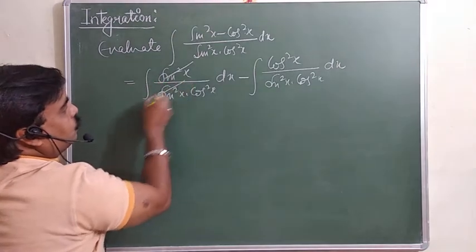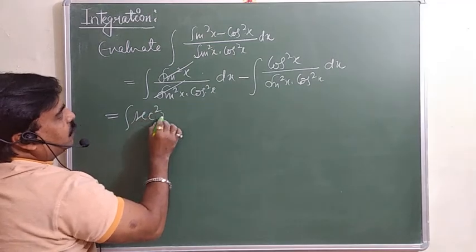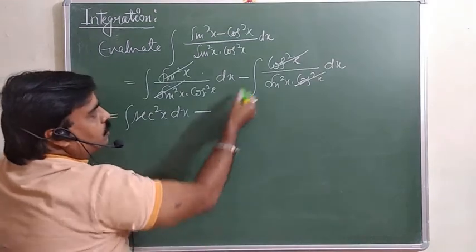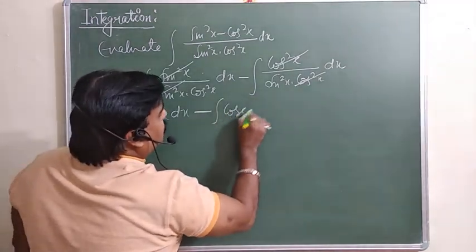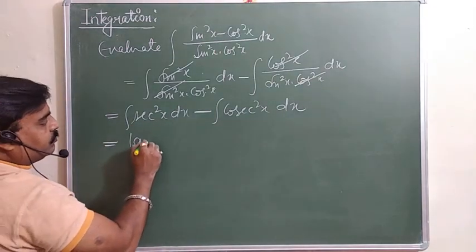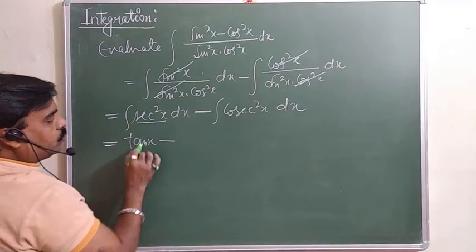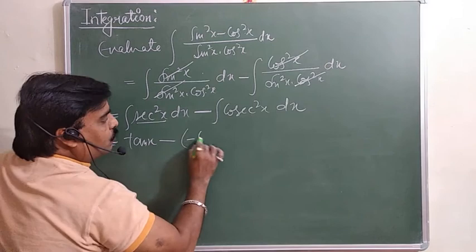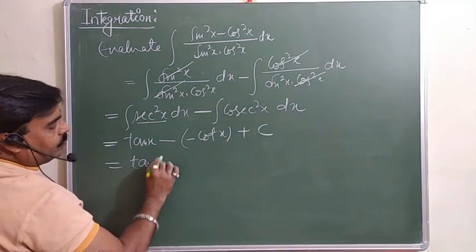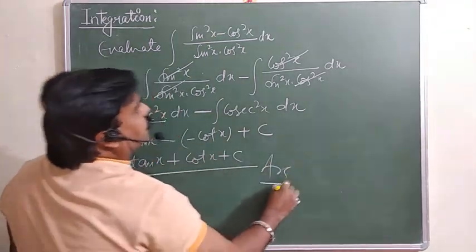So here, sin square x can be cancelled. This is 1 over cos square x, that is sec square x dx. Here cos square x is gone, so that is 1 over sin square x, meaning cosec square x dx. Now you know the antiderivative of sec square x is tan x, minus, the antiderivative of cosec square x is minus cot x, plus c. So this is equal to tan x plus cot x plus c, and this is your answer. Have a look.